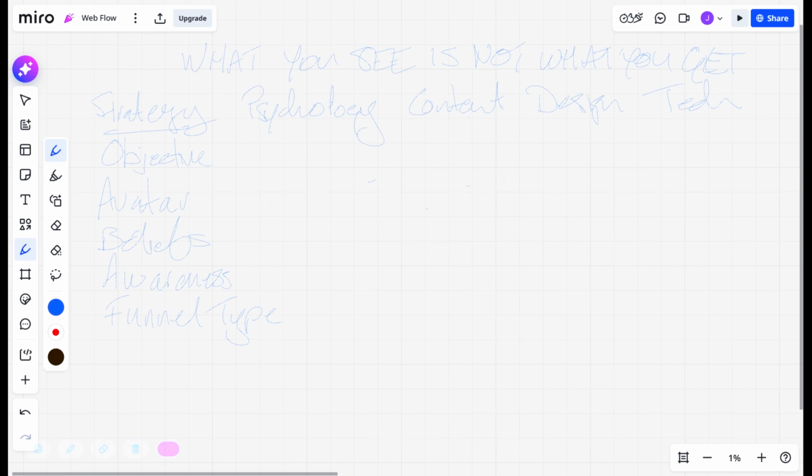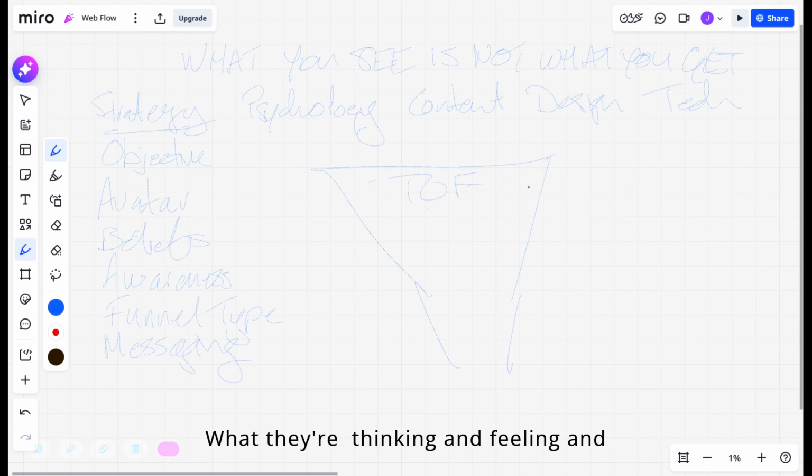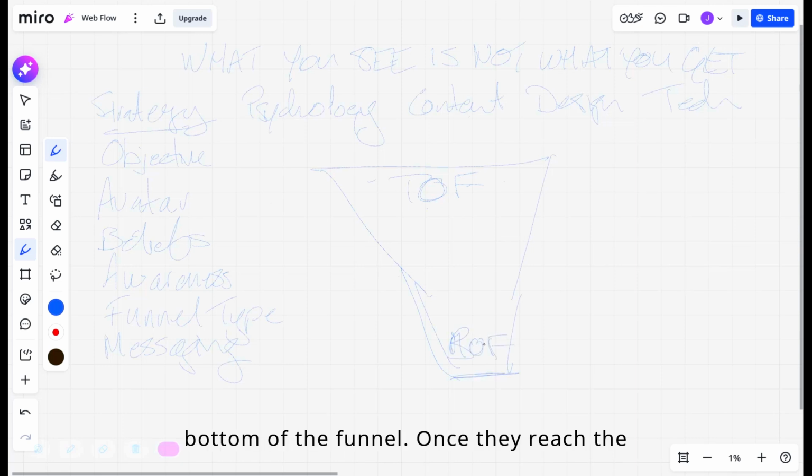I then take a look at the messaging by funnel stage. So why I do this is because what they're thinking and feeling and believing at the top of the funnel is completely different from the bottom of the funnel. Once they reach the bottom of the funnel, they know how they're going to move forward, those sorts of things.